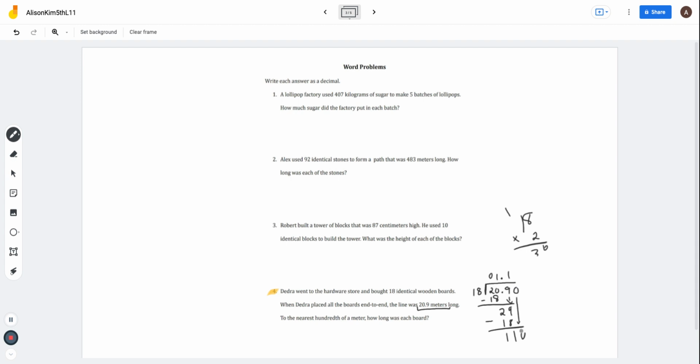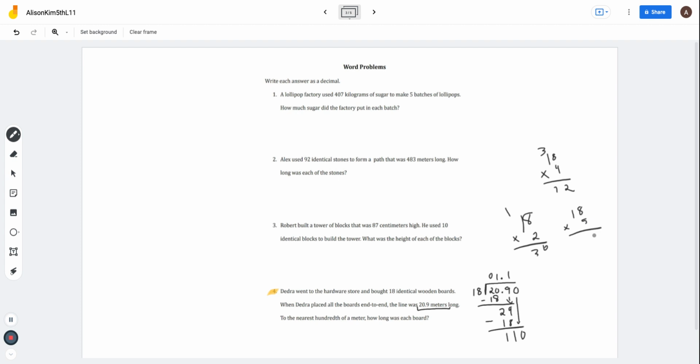We get 110. So let's do 18 times 4. 8 times 4 is 32. Bring down the 2. Bring up the 3. 4 times 1 is 4. 4 plus 3 is 7, so 72. I think we could go a little bit higher, so let's try 5. 18 times 5.